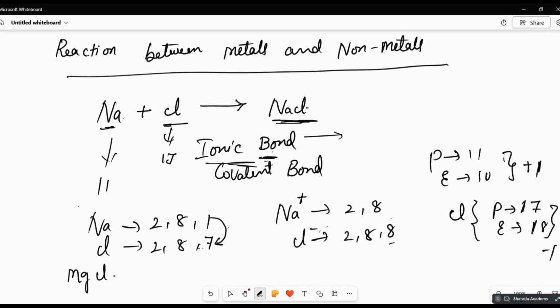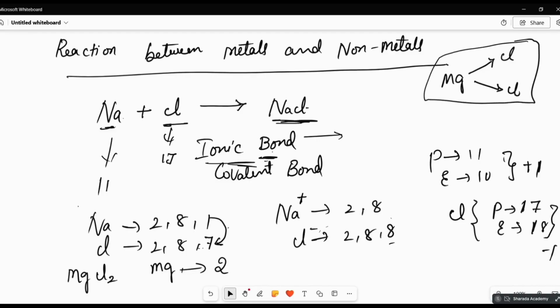So, magnesium chloride. Listen here. Magnesium in the outermost orbit will have 2 electrons. How is magnesium chloride, MgCl2, formed? Magnesium has 2 electrons in the outermost orbit, whereas chlorine has a shortage of 1. So it will bond with 2 chlorine atoms. Magnesium will give 1 electron to 1 chlorine and the other electron to another chlorine. So MgCl2.